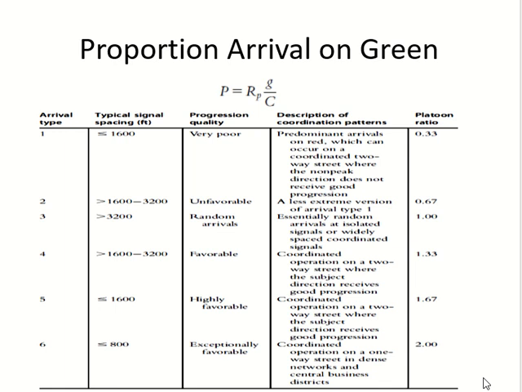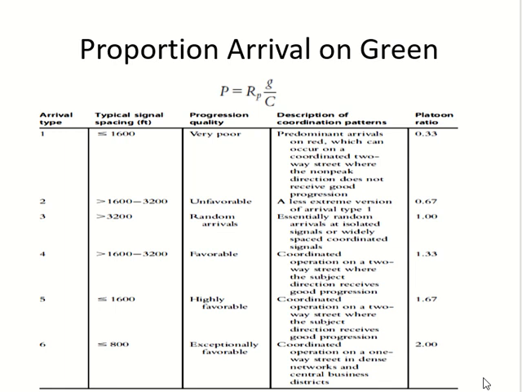And the second thing which affects is the spacing with other signals. On the basis of these two, you find out the progression type. Okay, so the proportion of arrival during green is the P value. So I am trying to find out what the P value is. I need a factor which is called the platoon ratio, RP. Okay, what is RP? Platoon ratio depends upon arrival type and signal spacing.